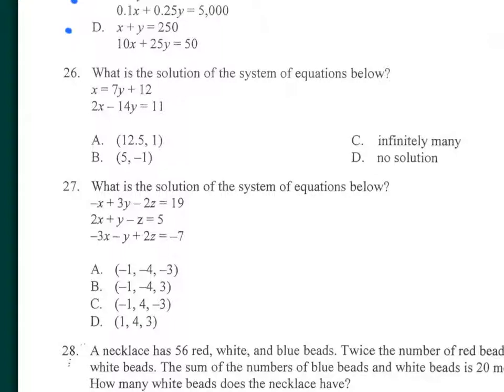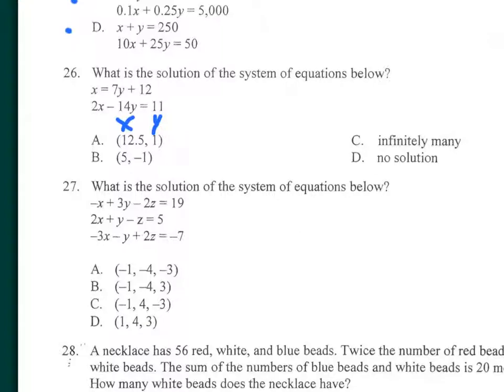Okay, number 26. Which of these answers, A, B, C, or D, is a solution to the system of equations? So all you have to do, again, is just plug that 12.5 in for x and that 1 for y, and see how things work out. Work them out in both equations. If it doesn't work, keep working. Maybe it's C, maybe it's D, I don't know. But just plug them in and work them out.